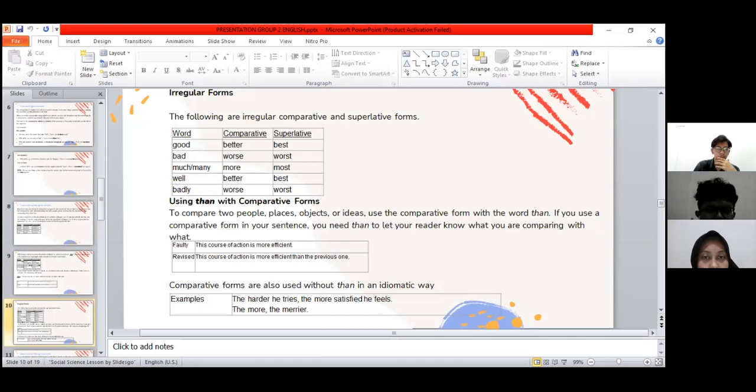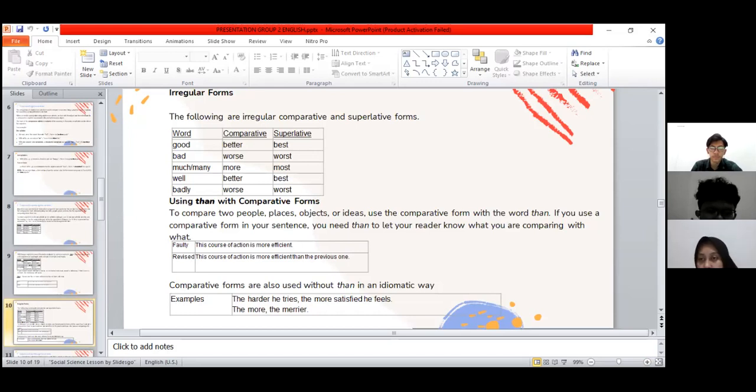Irregular forms. The following are irregular comparative and superlative forms. The word good: comparative better, superlative best. The word bad: comparative worse, superlative worst. The words much or many: comparative more, superlative most. The word well: comparative better, superlative best. The word badly: comparative worse, superlative worst.